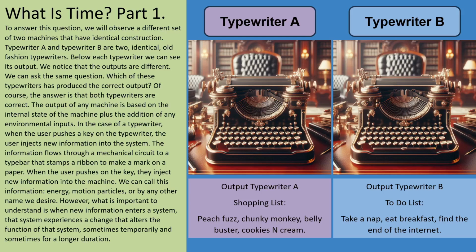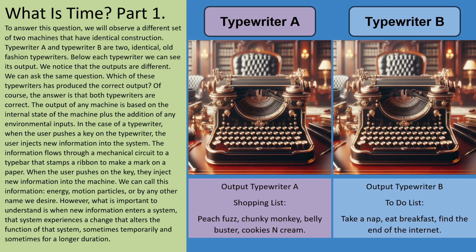The output of any machine is based on the internal state of the machine plus the addition of any environmental inputs. In the case of a typewriter, when the user pushes a key on the typewriter, the user injects new information into the system. The information flows through a mechanical circuit to a type bar that stamps a ribbon to make a mark on a paper.